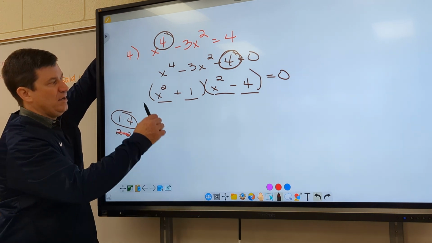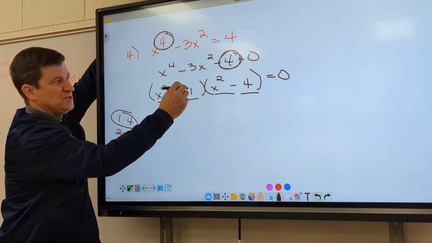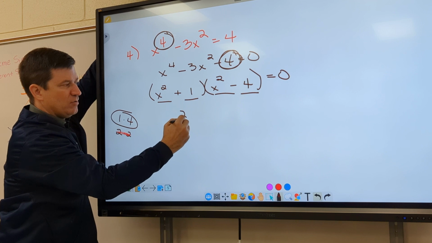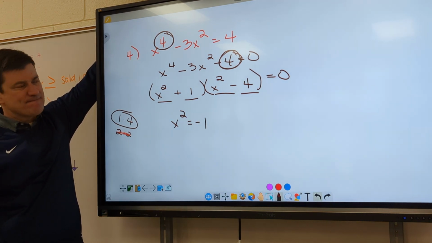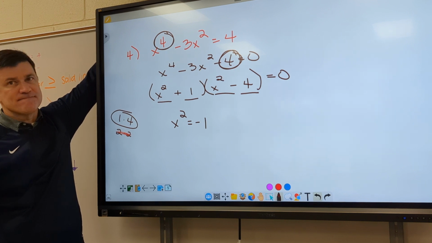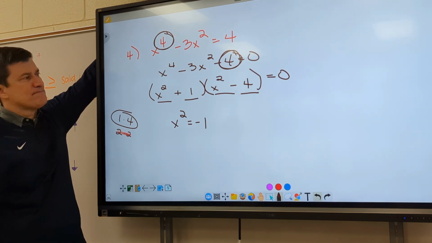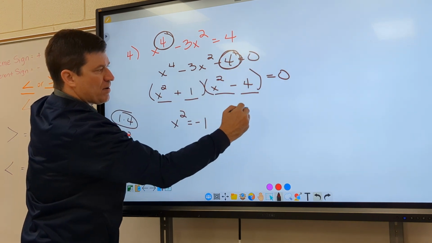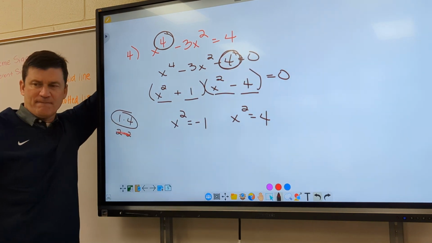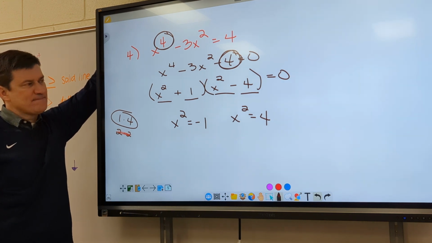The rest of it, if I had x squared plus 1 equals 0 and I move the plus 1 over, wouldn't that make it a negative 1? Write that down. How about the x squared minus 4? If I move that over, it would make it positive 4, correct? All right, so we got that.